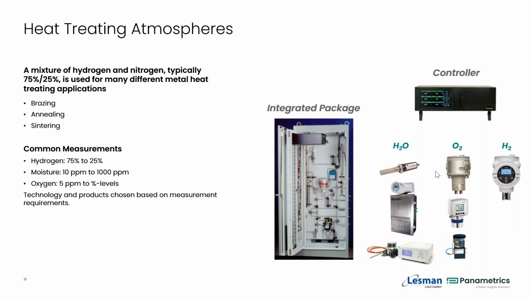Typically in these applications, dissociated ammonia is being used to give you a 75% hydrogen, 25% nitrogen blend. But some folks need to have either higher or lower amounts of hydrogen, in which case you're either adding hydrogen or adding nitrogen, and needing to make sure that you have that right blend is where that binary gas analyzer comes into play.